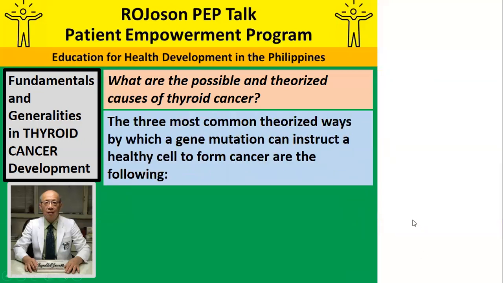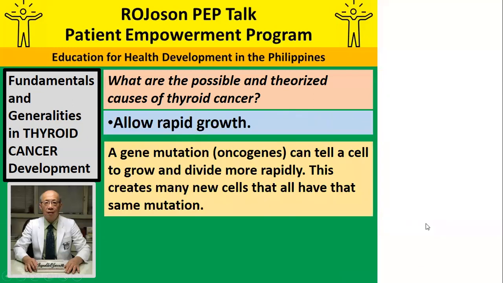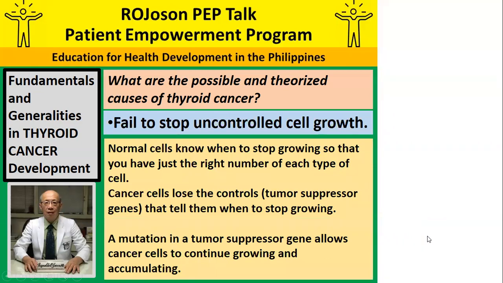The three most common theorized ways in which a gene mutation can instruct a healthy cell to form cancer are the following. 1, it allows rapid growth. The oncogene or a gene mutation can tell a cell to grow and divide more rapidly. This creates many new cells that all have the same mutation. 2, failure to stop uncontrolled cell growth. Normal cells know when to stop growing so that you have just the right number of each type of cell. Cancer cells lose controls that tell them when to stop growing. A mutation in the tumor suppressor gene allows the cancer cells to continue growing and accumulating.